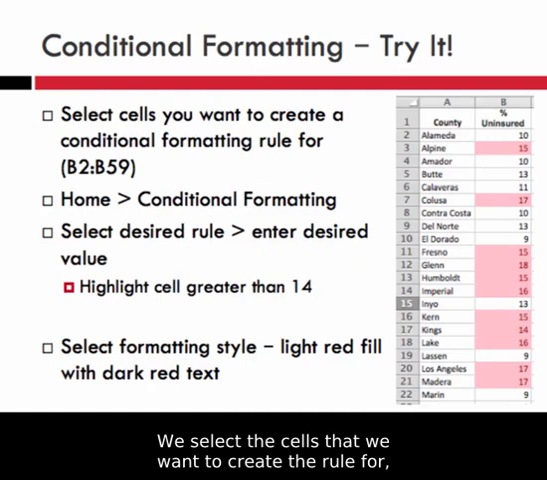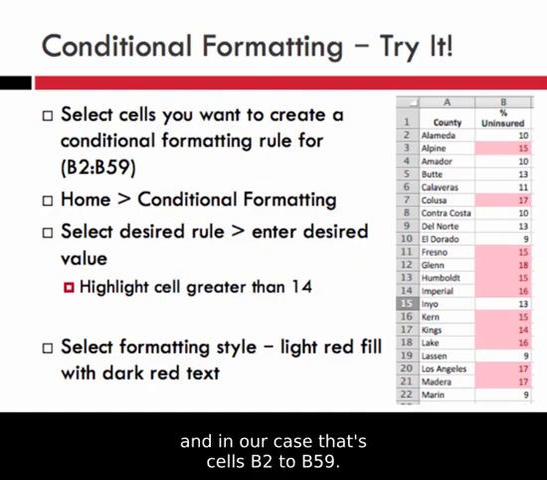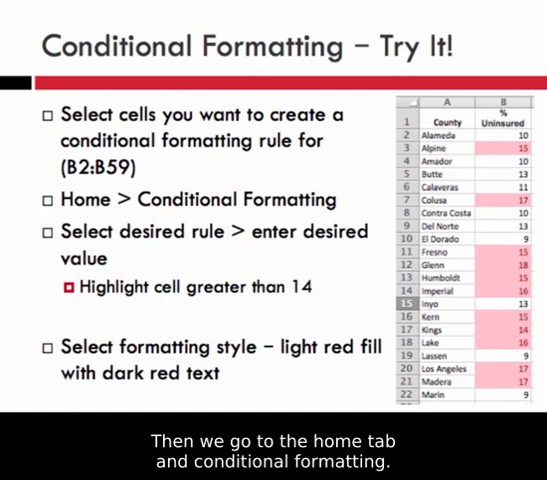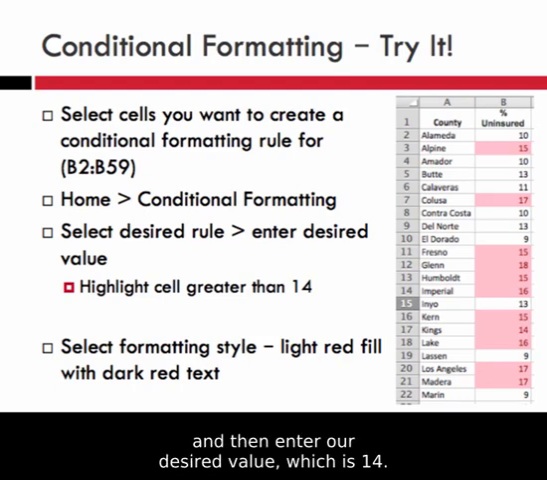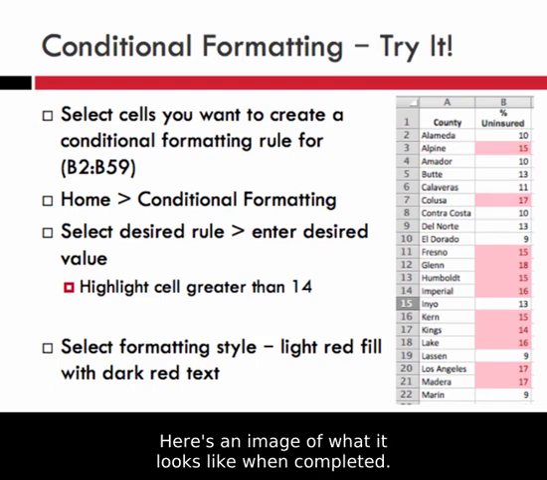We select the cells that we want to create the rule for, and in our case, that's cells B2 to B59. Then we go to the Home tab and Conditional Formatting. We can select our desired rule, which is highlighting cells that are greater than a value, and then enter our desired value, which is 14. We can also select our formatting style, which in this case is light red fill with dark red text. Here's an image of what it looks like when completed.